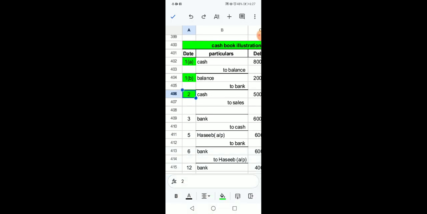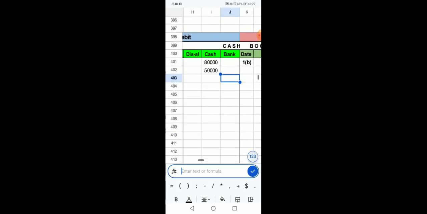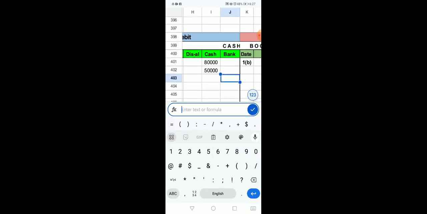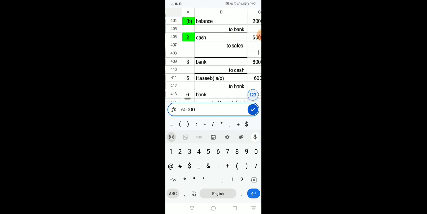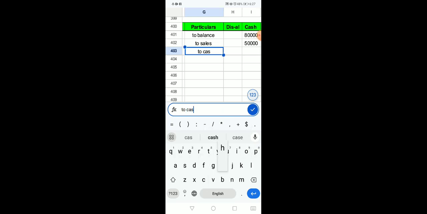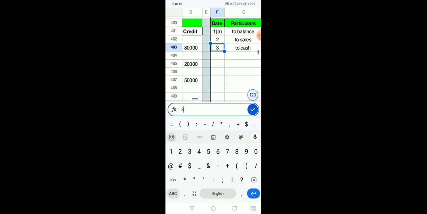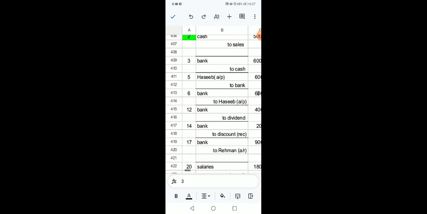Okay. Next entry is entry number 3, where there are two elements, as both elements are associated with the cash book. So you will post them step by step. First step is to see bank. Bank is debited 60,000. You will go to the debit side of the bank and will write 60,000 in debit column of the bank. Now see the reference of this entry. At opposite side cash has been written, so you will write to cash in particular column. See the date, which is 3. Write 3 date in date column. Half part of this entry has been completed.